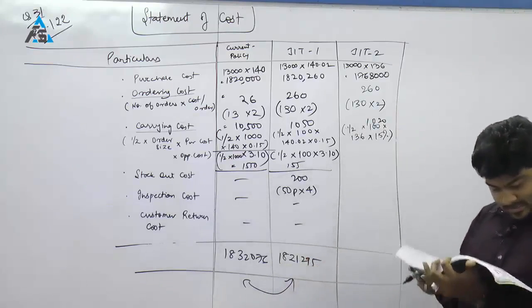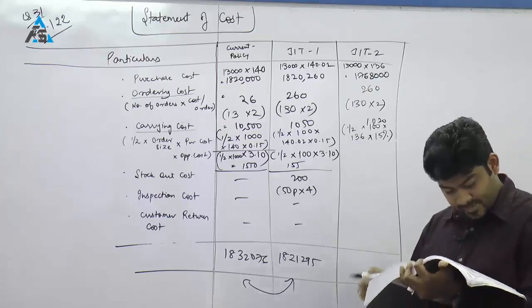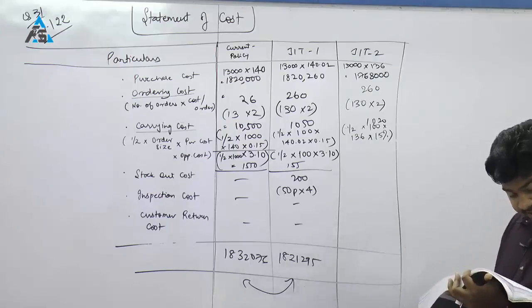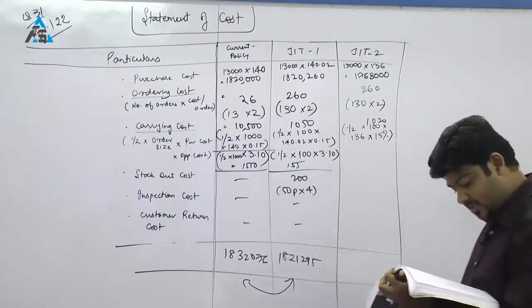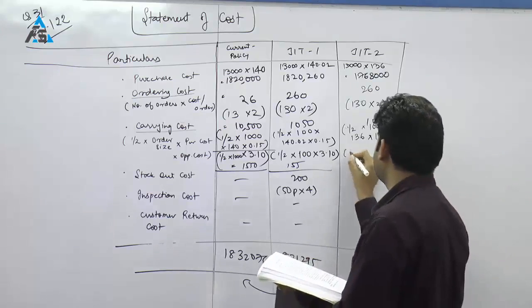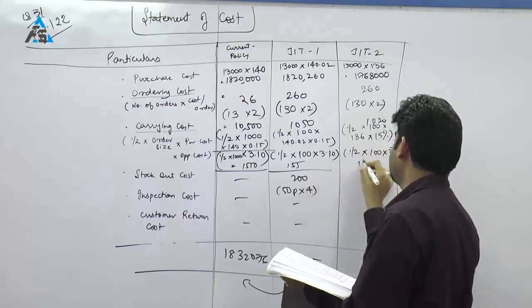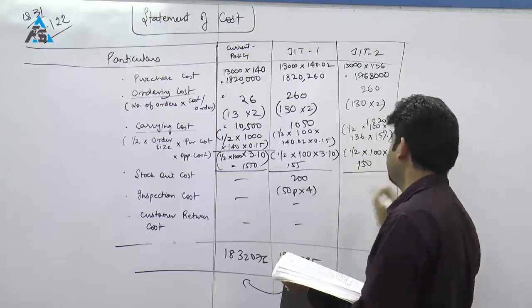Continuing. However, 136, if videotape purchased from HTC, relevant carrying cost would be 3 per package as against 3.10. So here there is again a saving. So half into 100 into 3. So I think that will work out to 150.